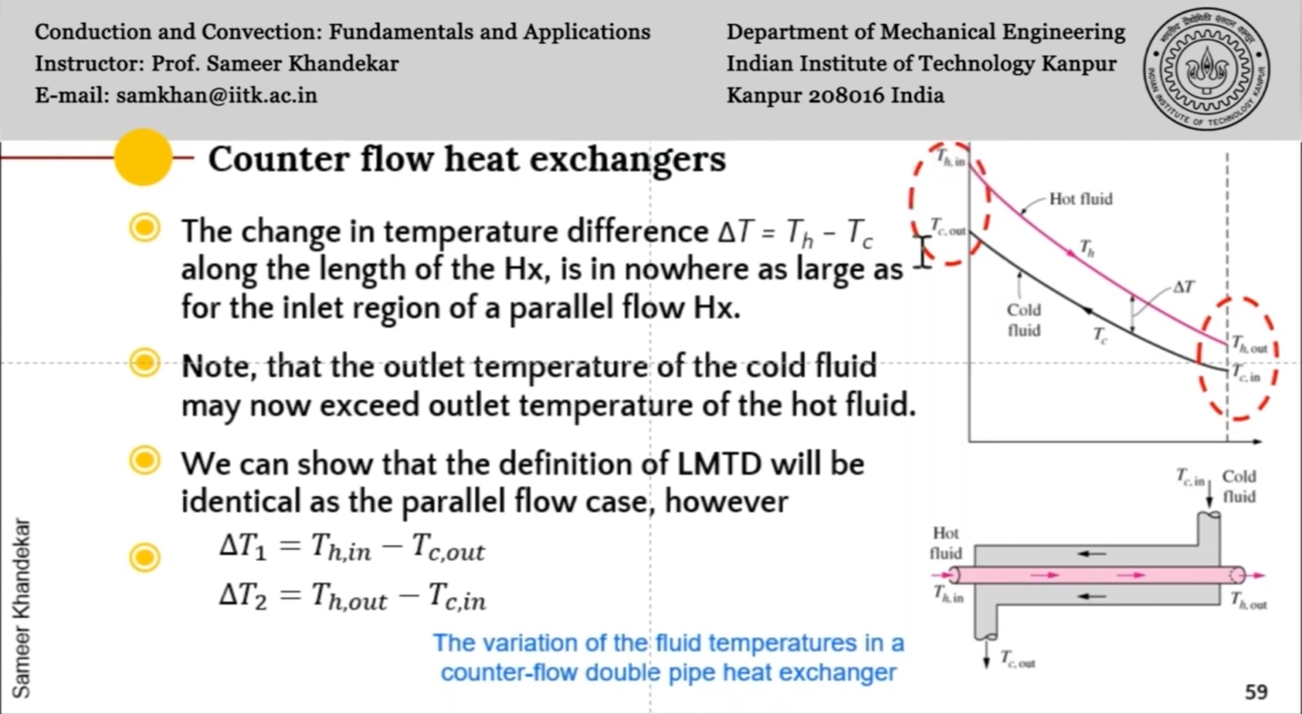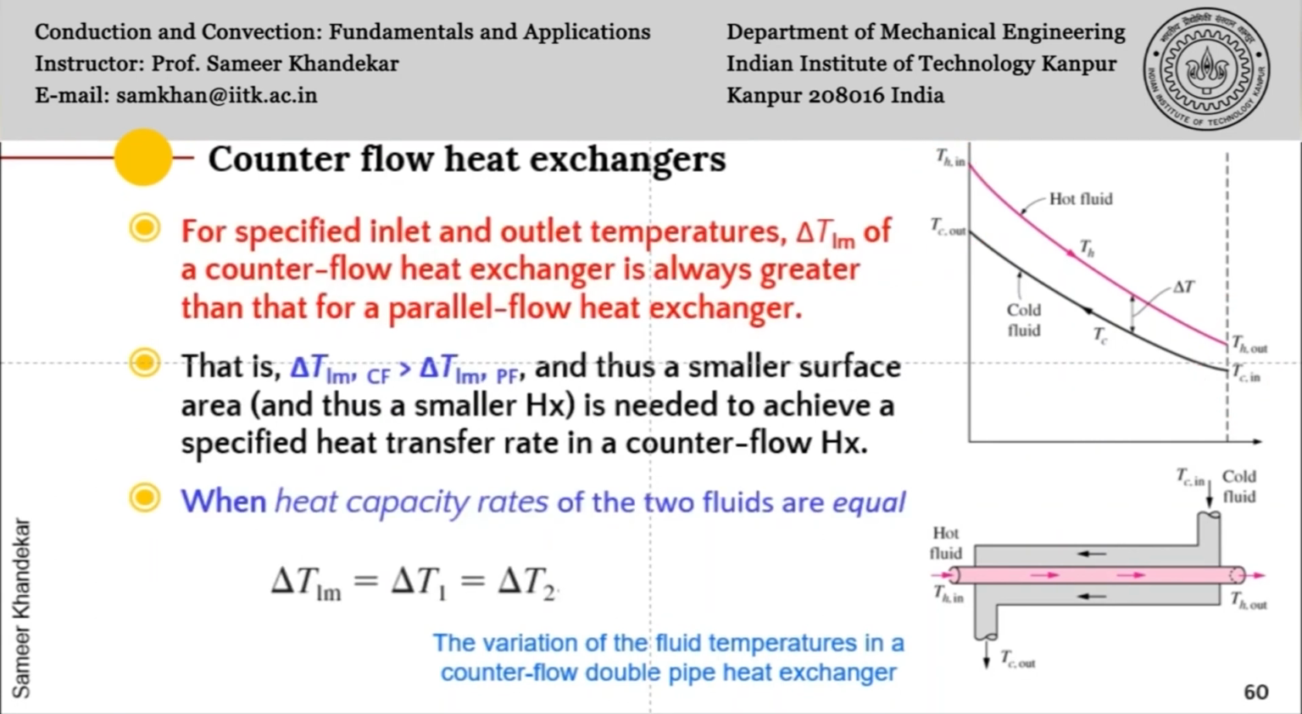However, in this case, the left hand side temperature difference represents TH in minus TC out, and the right hand side temperature difference is TH out minus TC in. So if you stick to this definition of delta T1 and delta T2, then the expression for LMTD is exactly identical to what we have studied for a parallel flow heat exchanger.